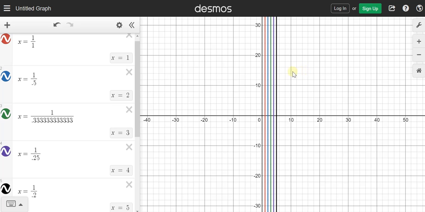So let's start off with this graph. As we can see, we have 5 functions here, and each function has a numerator of 1, and each denominator has a number that is a decimal. The first one is x equals 1 over 1. The second is x equals 1 over a half, which is 2. The third is x equals 1 over a third, 3, x equals 1 over a quarter, x equals 1 over a fifth, and so on and so on.